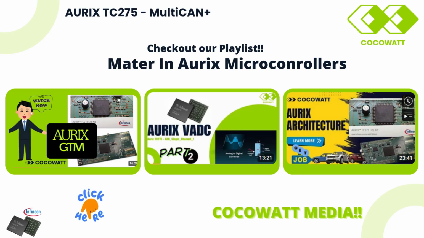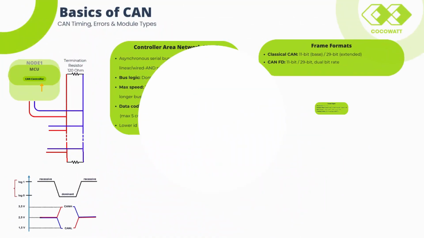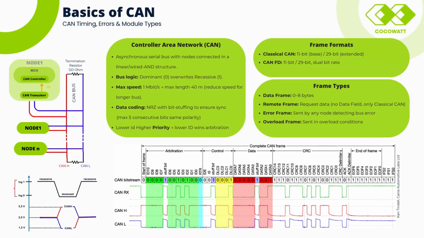Let us explore the essentials of the CAN controller area network, focusing on its timing, errors, and module types. Starting with basics, CAN is an asynchronous serial bus where nodes are connected in a linear or wired AND structure. This allows for efficient communication across devices. One important aspect is the bus logic, a dominant bit represented by 0 and a recessive bit represented by 1. The maximum speed of CAN is 1 megabit per second in classical CAN. But remember, as the bus length increases, the speed must decrease to maintain reliable communication.